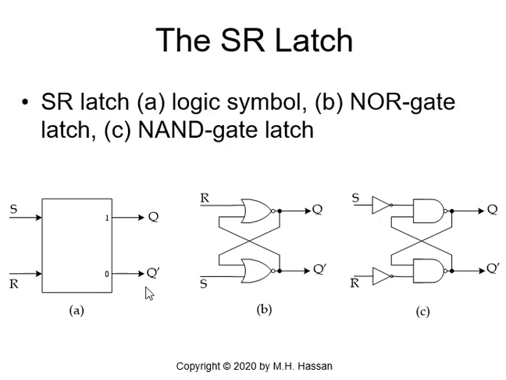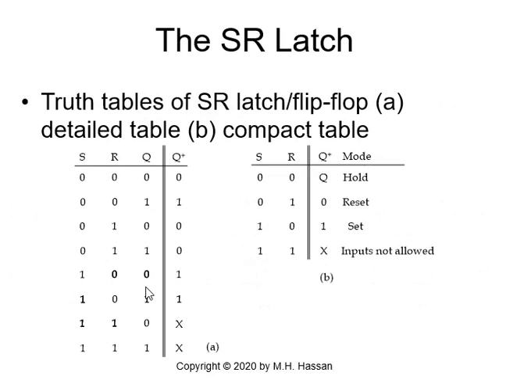Now, to understand how the latch works, we need to understand the NOR gate and the NAND gate. Let's start with the NOR gate and understand how circuit B will work to generate the detailed truth table of the SR latch. This is the detailed truth table, with the inputs S, R, Q and the output Q plus. The compact table will be S, R and Q plus as a function of Q, 0 and 1. This is what we call the mode of the set-reset latch.